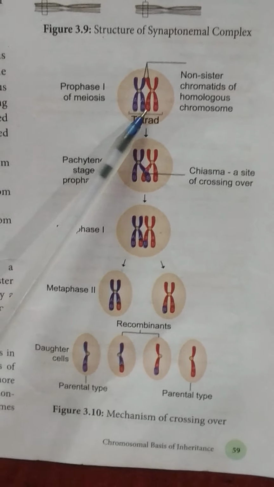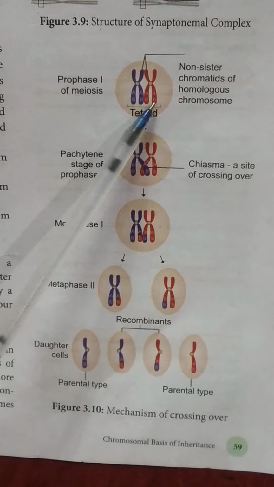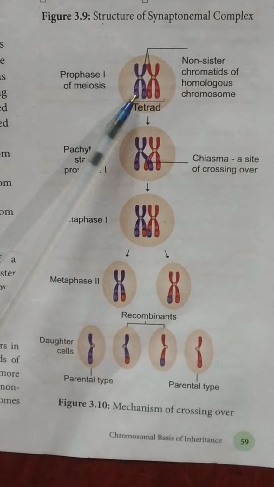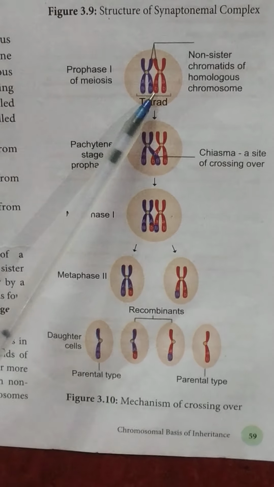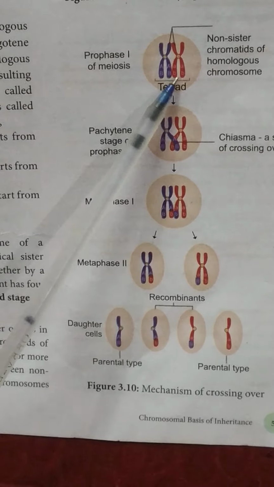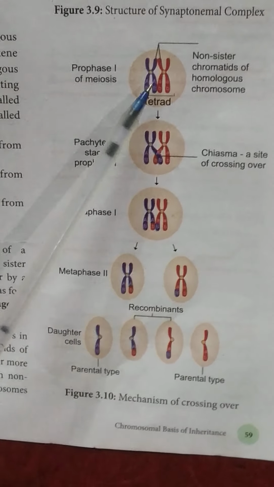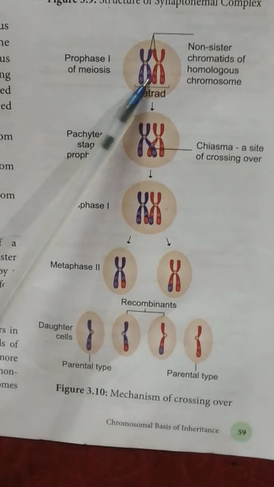You can see here, this is one homologous chromosome. There are two sister chromatids for homologous chromosome 1. And this is the second homologous chromosome having two sister chromatids. These chromatids are referred to as the non-sister chromatids of the homologous chromosomes. So crossing over takes place by the exchange of chromosomal segments between the non-sister chromatids of the homologous chromosomes, producing new combinations of genes. This is called crossing over.